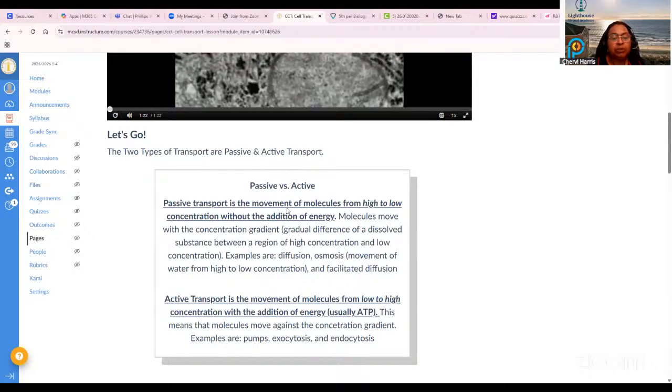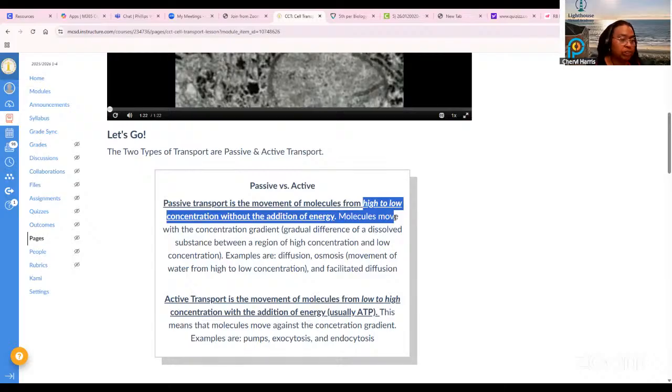So passive transport is the movement of molecules. And then this part is important too. This is a rule that you have to remember. Things flow from an area of high concentration to an area of low concentration. And if it's passive, it does it without energy. Like I said, the cell can just sit back and watch these things flow from an area of high concentration to an area of low concentration without energy. And that's the important part about that definition.